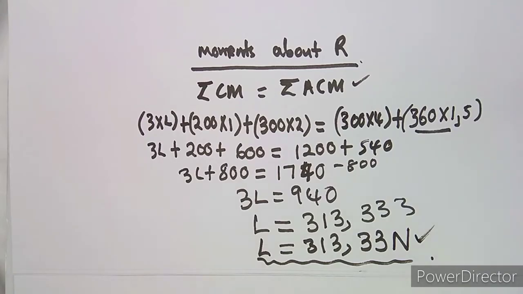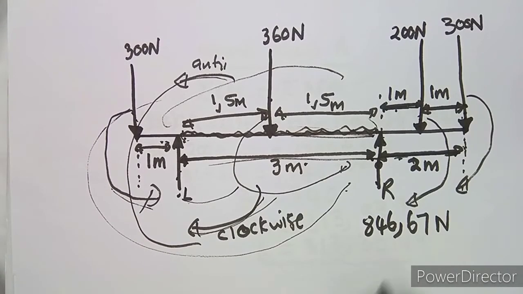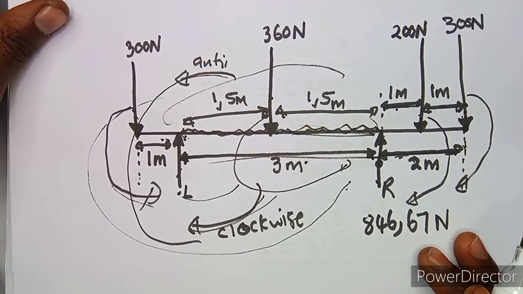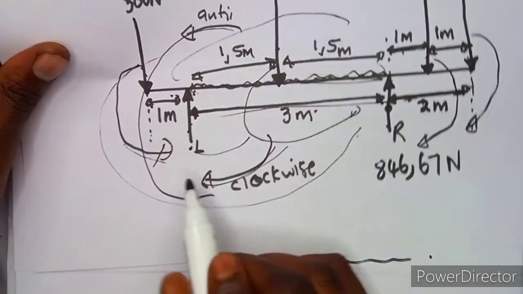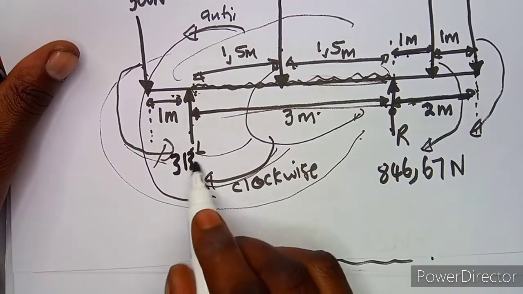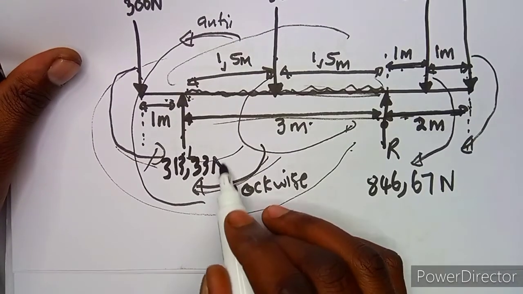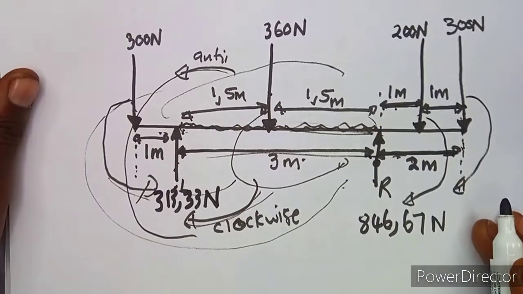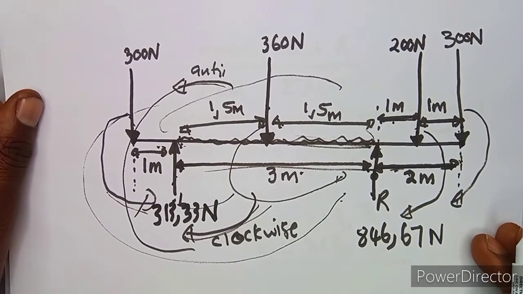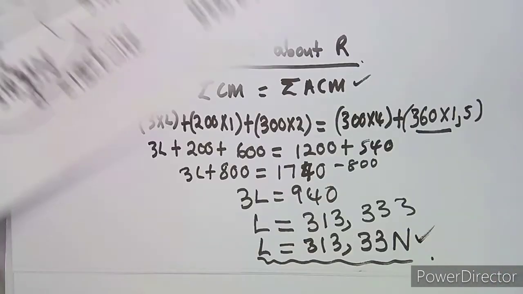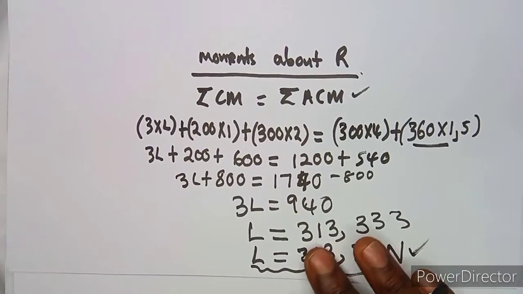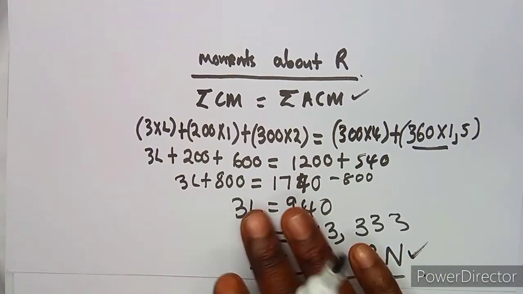All right, so that is our L, our diagram. Please don't mind this diagram. Okay, this is 313.33 Newton, like this. So that is what you had there from the information that you were asked to calculate. So you can actually prove this by working with upward forces equal to downward forces. You are going to obtain the same thing there if you actually prove it.